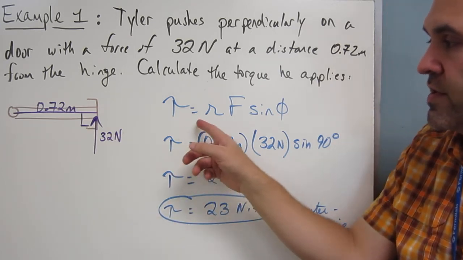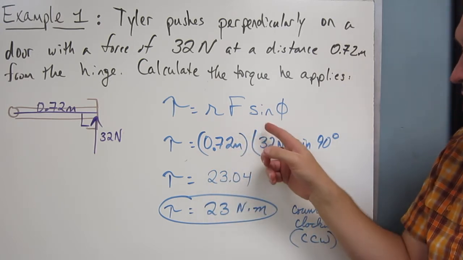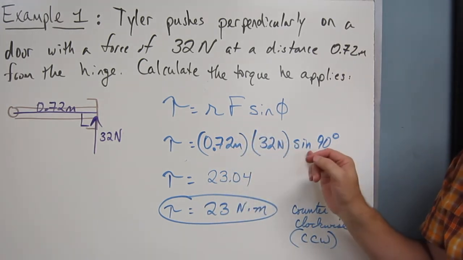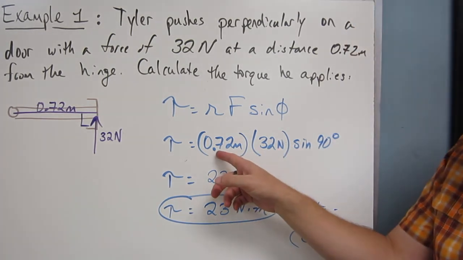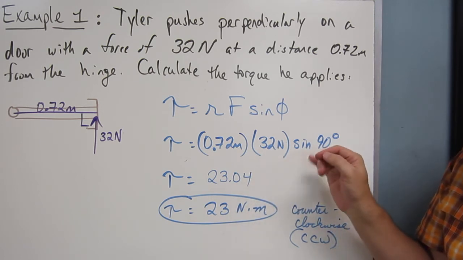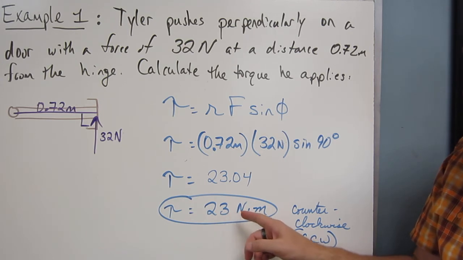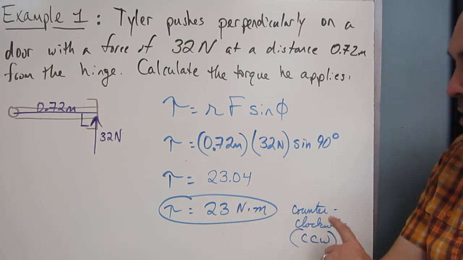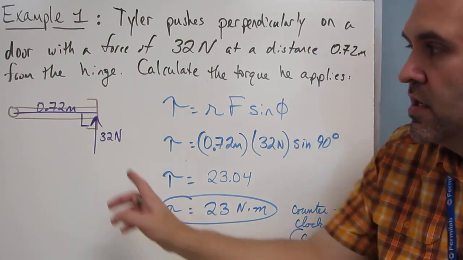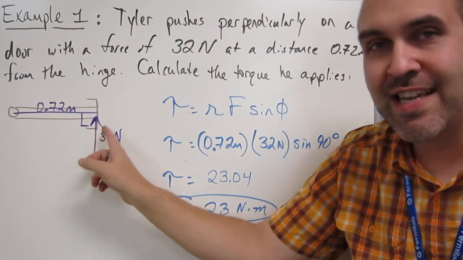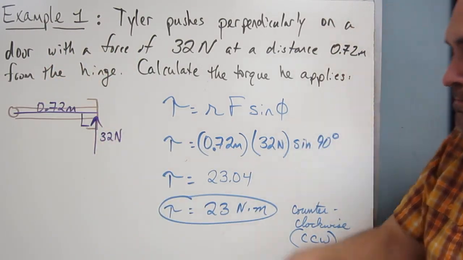So my torque equation is R F sine phi. R is 0.72 meters. F is 32 newtons. And we have the sine of 90 in this case. Do you remember that the sine of 90 is 1? So this turns out to be 0.72 times 32 times 1, which is 23.04. And rounded off, we would write 23 newtons times meters. Now, I put a direction here on the end. It says counterclockwise, or CCW. So this door would tend to rotate in a direction counter to the hands on a clock, and so sometimes we write that as counterclockwise, or CCW.